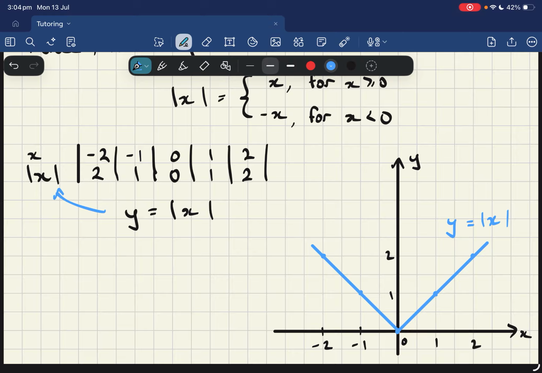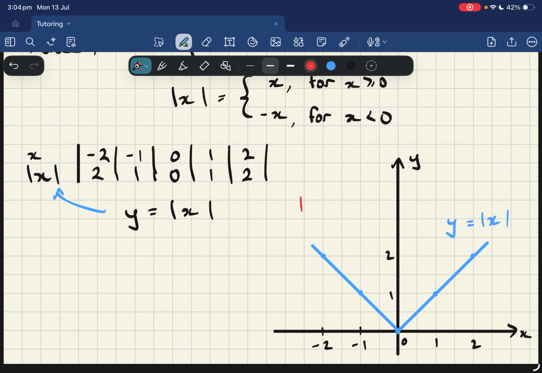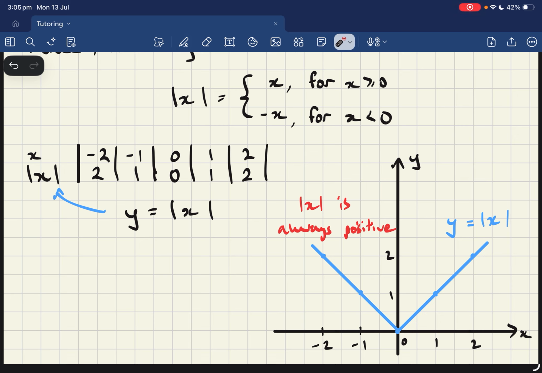And if we just look at this quickly, the output, so the y value, the thing we get out of our function, it's always in the positive region of the Cartesian plane for y. So we can say, as we expected with the rule that we came up with, our absolute value of x is always positive. And this graph kind of confirms that in its most basic form, y equals the absolute value of x.